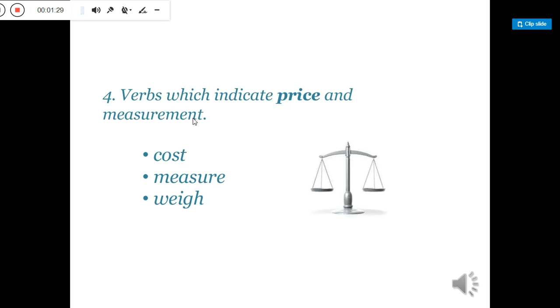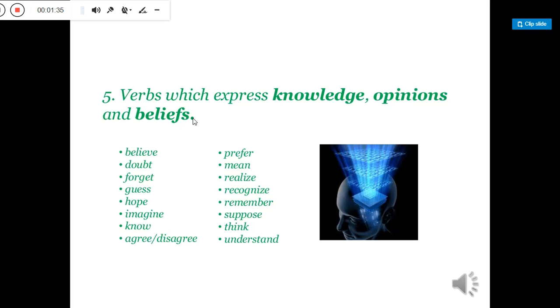Verbs which indicate price and measurement, like cost, measure, weigh. Verbs which express knowledge, opinions, and beliefs, like believe, doubt, forget, guess, hope, imagine, know, agree, disagree, prefer, mean, realize, recognize, remember, suppose, think, and understand.